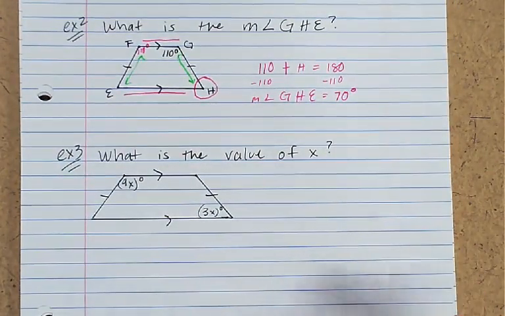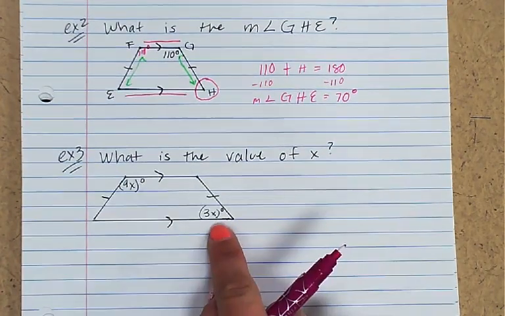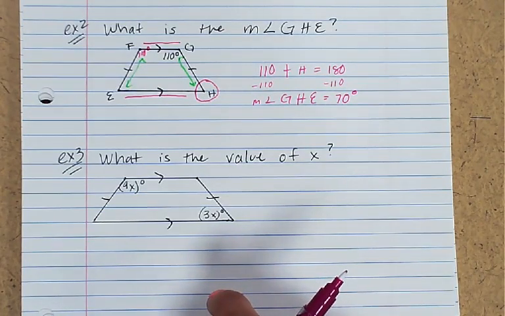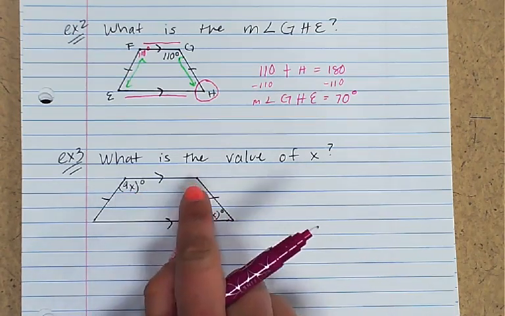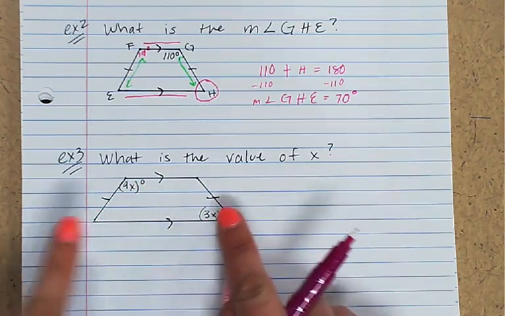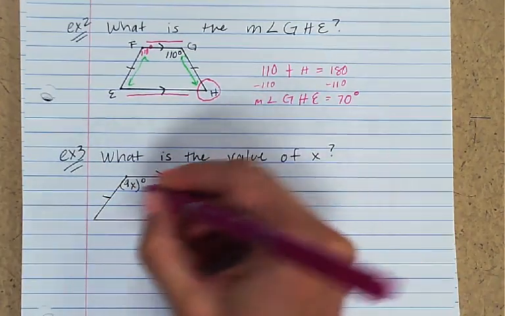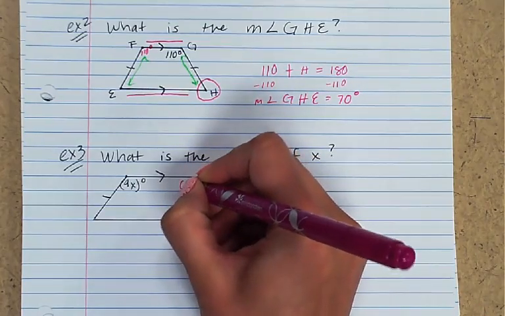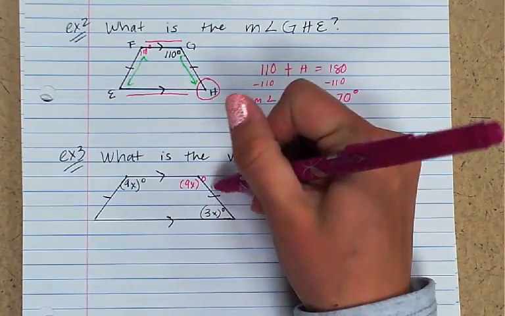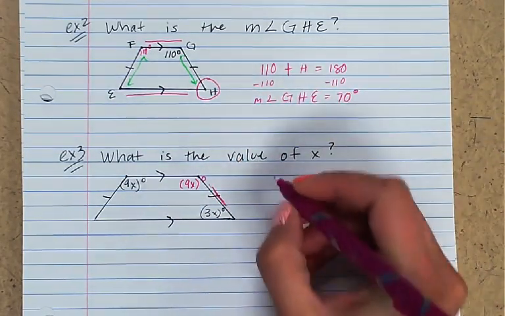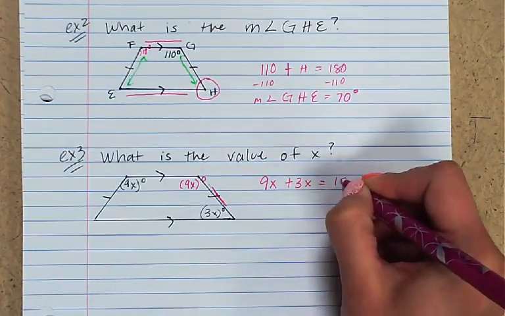For example 3, it says, what is the value of x? So we know that right here, this is 9x degrees, and this is 3x degrees. There's two ways that you can solve this. The first way is, remember that the angles along the bases are the same because it's an isosceles trapezoid. It only works when it's an isosceles trapezoid. So what I could do is, because this is 9x degrees, I know that this is also 9x. I've just told you on the last one, the angles along the legs add up to 180 degrees. So I could say 9x plus 3x has to equal 180.